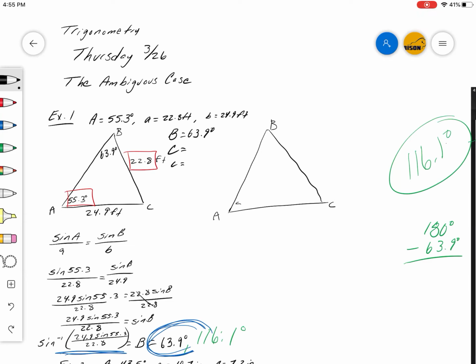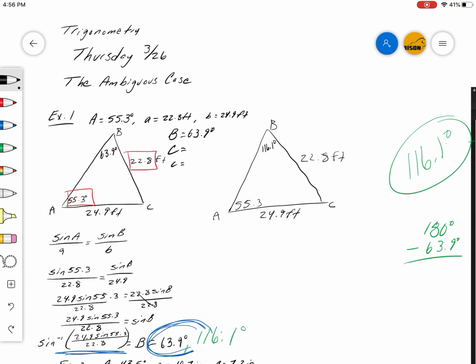We've got A, B, and C. Put in the important information that they gave us, 55.3, 22.8, and 24.9. And instead of putting 63.9 in for B like we did on the last triangle, we'll put 116.1.